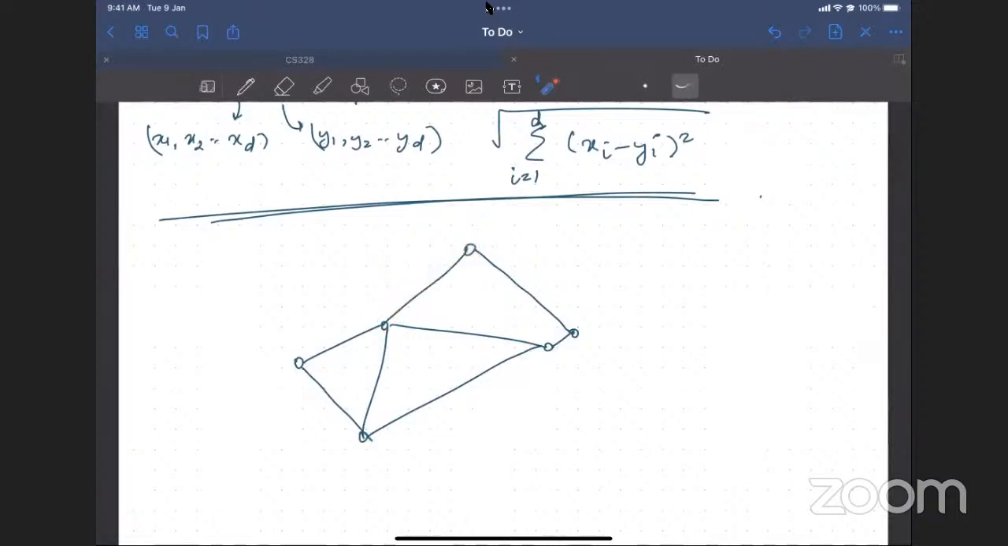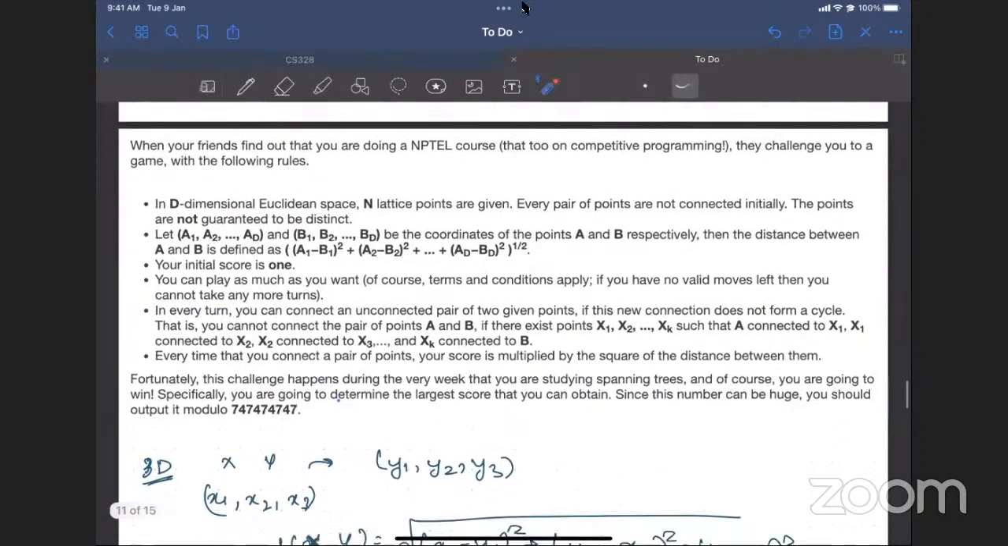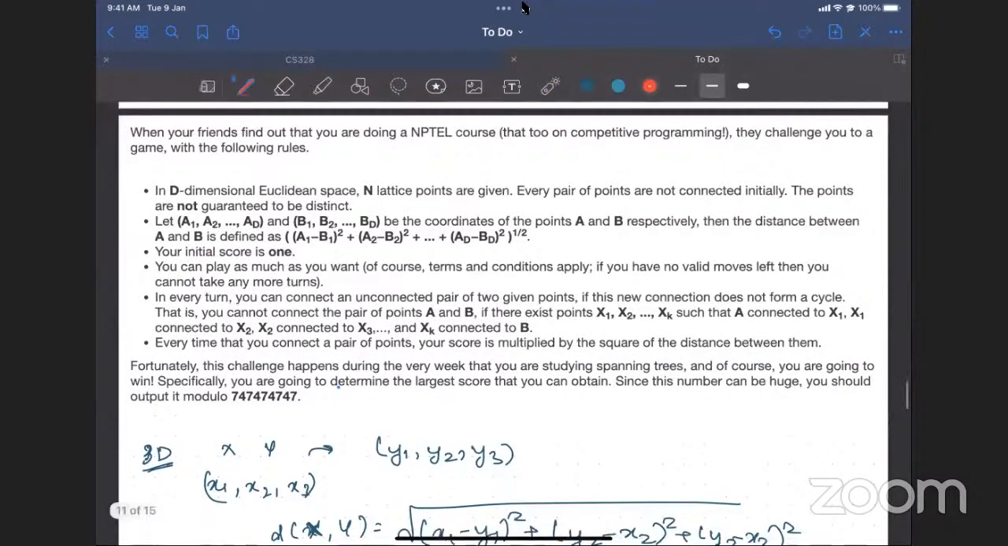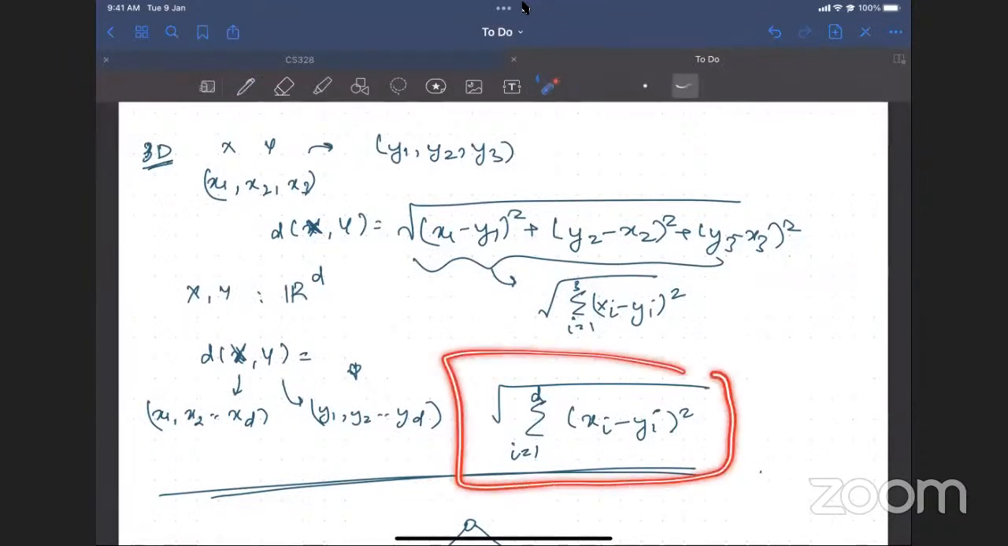Yeah, hi Christian. I think I can brief the problem once. We're discussing week 7, and this is the programming assignment for week 7. Basically, this is saying there are n lattice points in D dimensions, and this is the formula for the L2 norm in D dimensions.